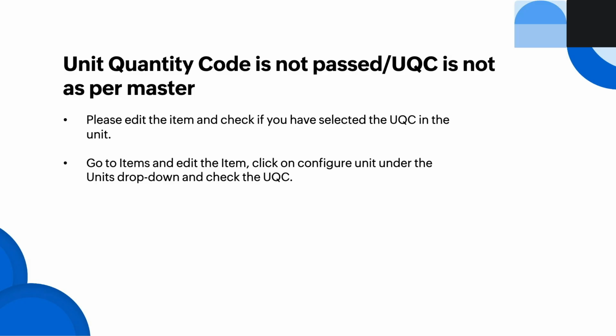The next error would be unit quantity code is not passed. What is this unit quantity code? The unit quantity code is nothing but the term for how we measure a good, that is kilograms, liters. These are the unit quantity codes that we provide for each item that we deal with. So when you get an error that the unit quantity code is not passed, you will have to verify if the unit quantity code is selected for your items. First, how do you verify the unit quantity code and where do we mention it? You can log into Zoho Books and go to the items section.